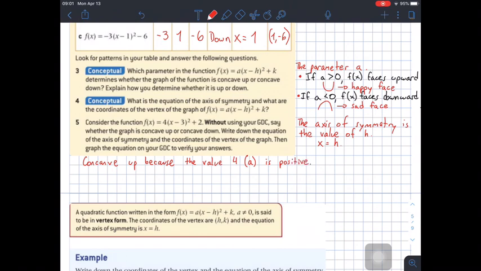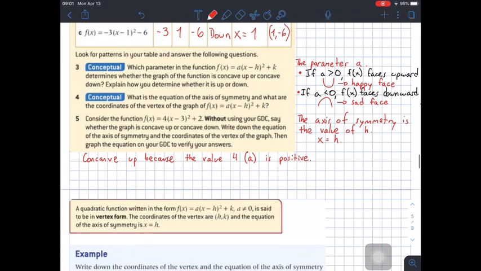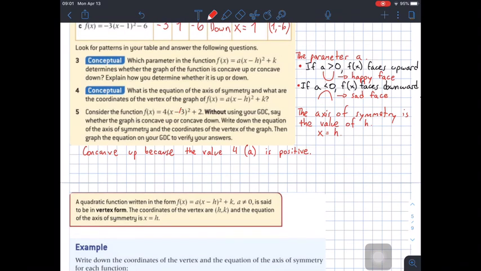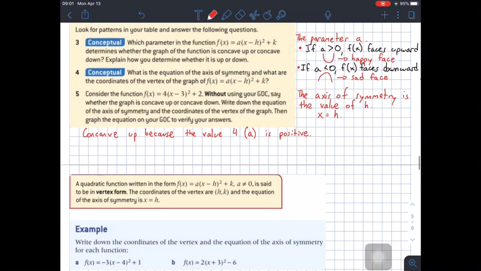Then it says, write down the equation of the axis of symmetry. What will be the axis of symmetry? The axis of symmetry corresponds to this value over here. So in this case, it's positive 3. Remember, the negative is part of the formula. So the axis of symmetry is x equals positive 3.